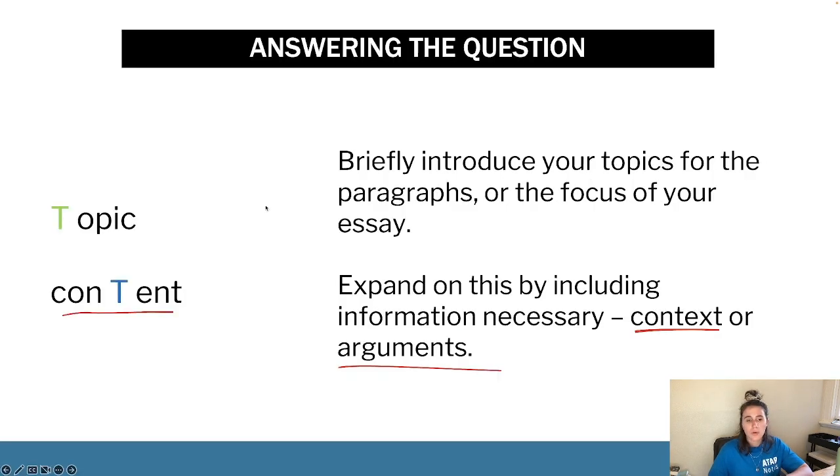Cool. So topic is like you briefly introduce your body paragraphs. It is about talking about, these are my arguments today. It's X, Y, and Z. All the focus of your essay. It's basically that contextual, like, here is what I will be discussing today. Content is about expanding on it.